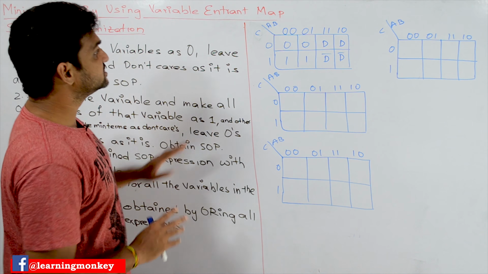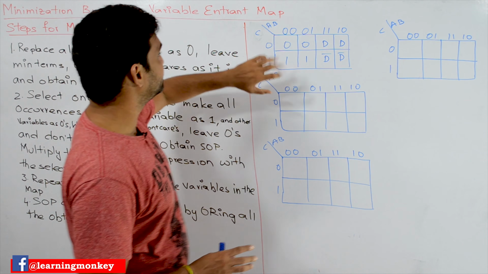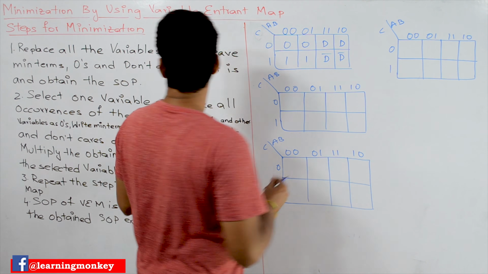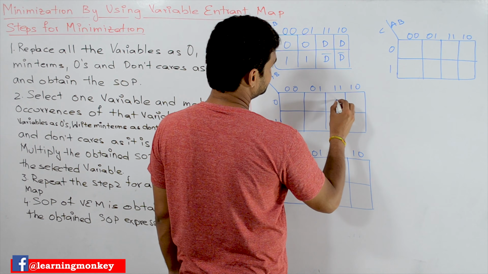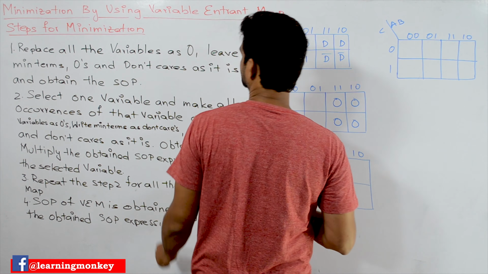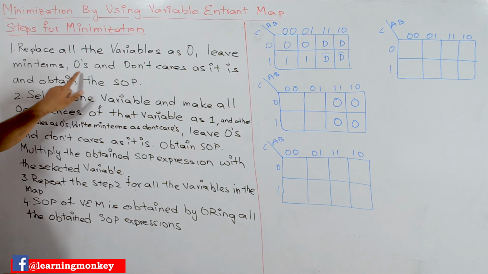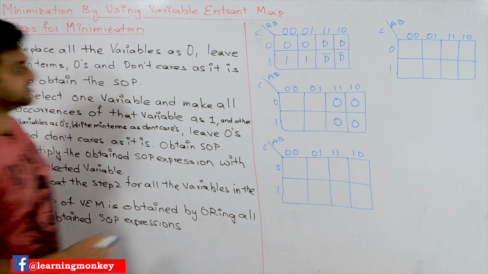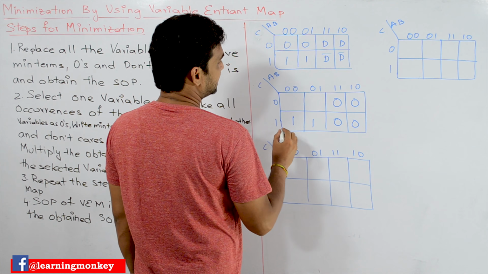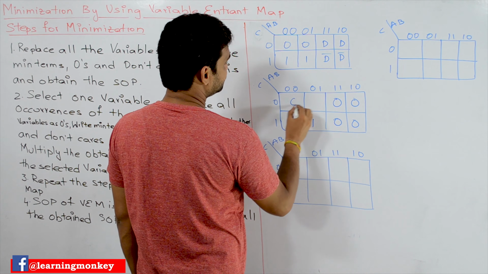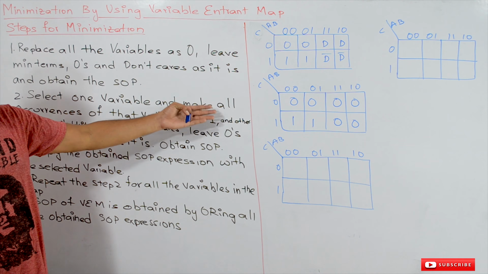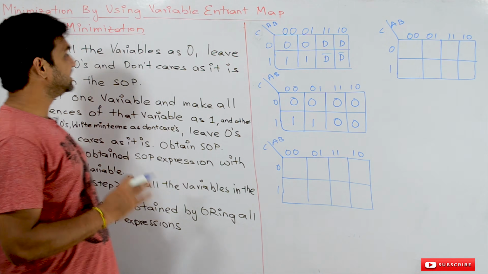Now coming to this example, the first step is to replace all the variables with zeros. We have d and d complement, so all the variables have to be replaced with zeros. Leave min terms, zeros and don't cares as they are. As we don't have don't cares, leave zeros and ones as they are.